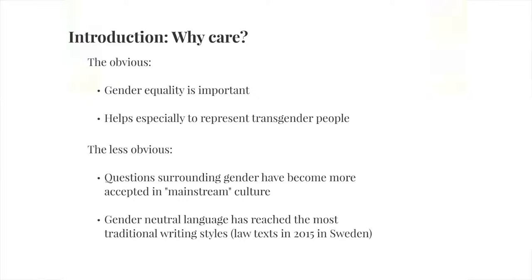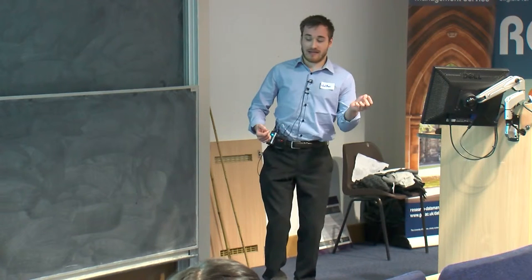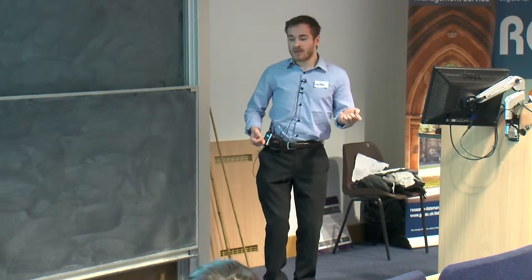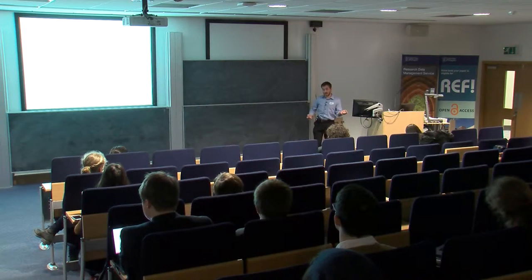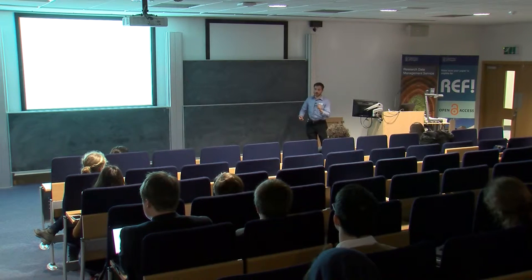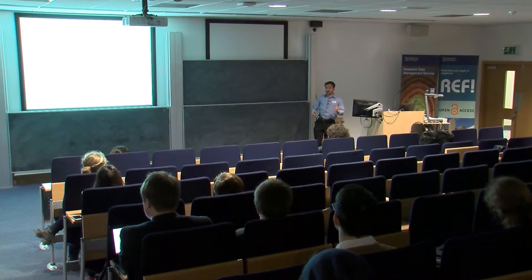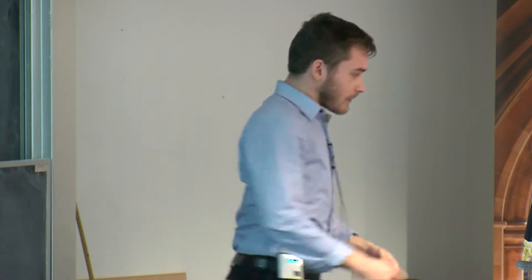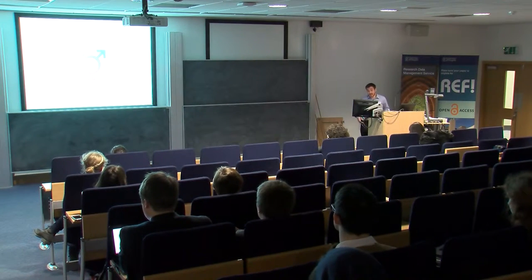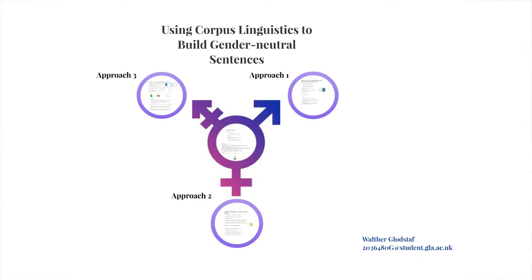And that's really, really remarkable because we as linguists say that language change comes from speech into writing, and law texts are really the most traditional forms of writing because they're usually not changed. It takes a lot of time and money and hassle to change them. So the fact that they were changed means that this is really, really important, at least in Sweden. So the way I'm going to structure this presentation is basically giving you two approaches from history with literature examples on how this was attempted, and a third one based on my own research.